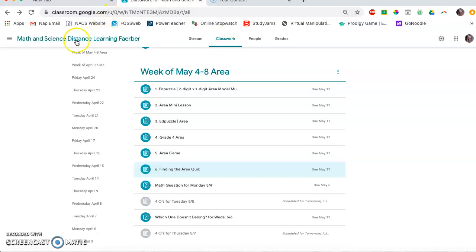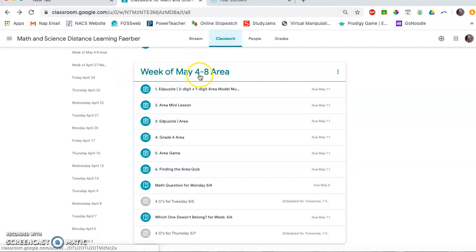When you are in the Math and Science Distance Learning with Farber, you can click on classwork. You're going to notice this week of May 4th through the 8th, we are going to be talking about area. You learned this in 3rd grade, and actually we've been doing area models for multiplication, which is finding the area. So you are going to be practicing area, which is everything on the inside of the rectangles and the squares and the shapes that we've been doing.